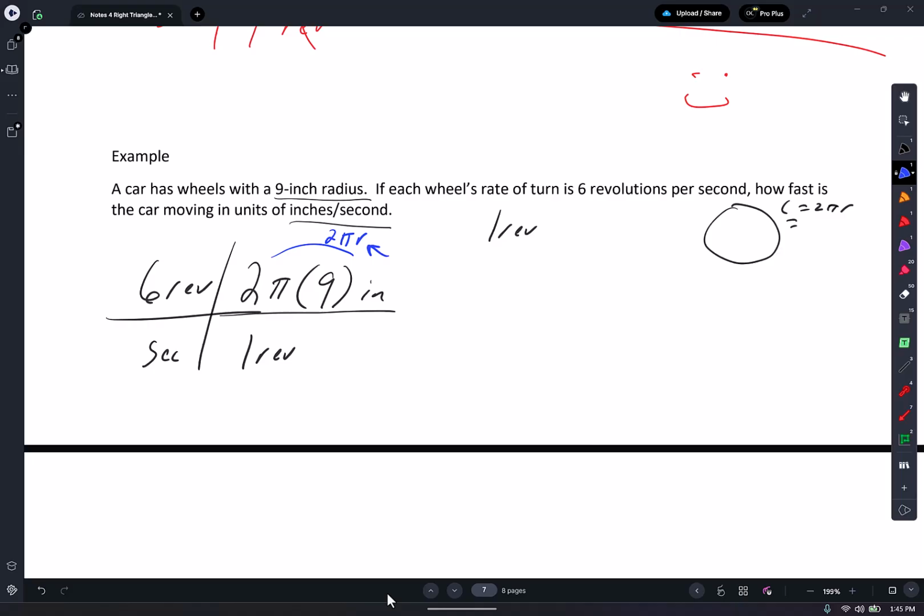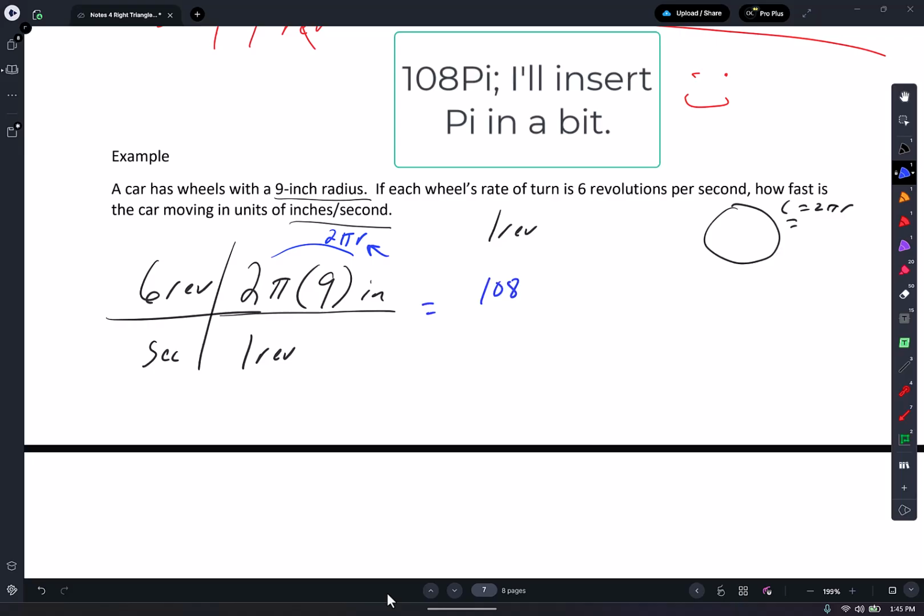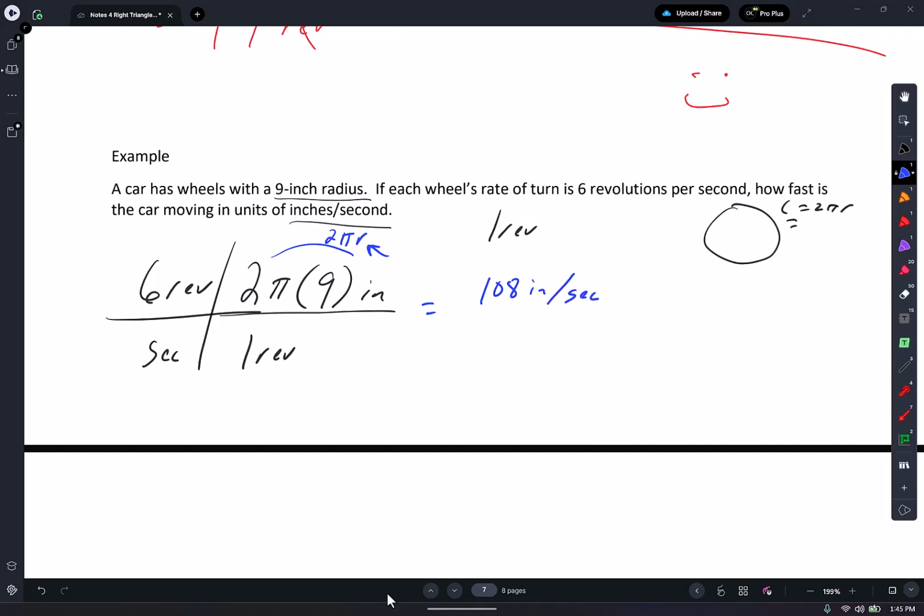So let's see if we can do this without a calculator. 6 times 2 is 12. 12 times 9, 99, 108. 108 inches per second. I have to do it in pieces. Oh, yeah. Pi. Yeah, the pi didn't go anywhere.